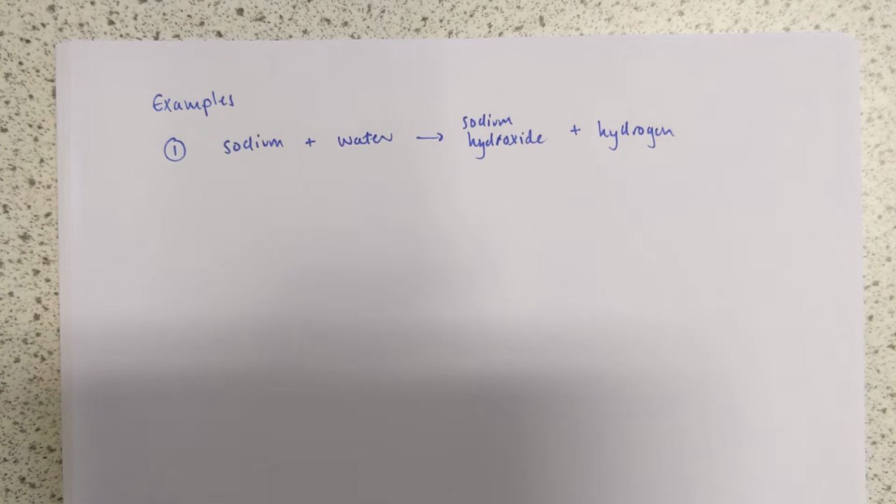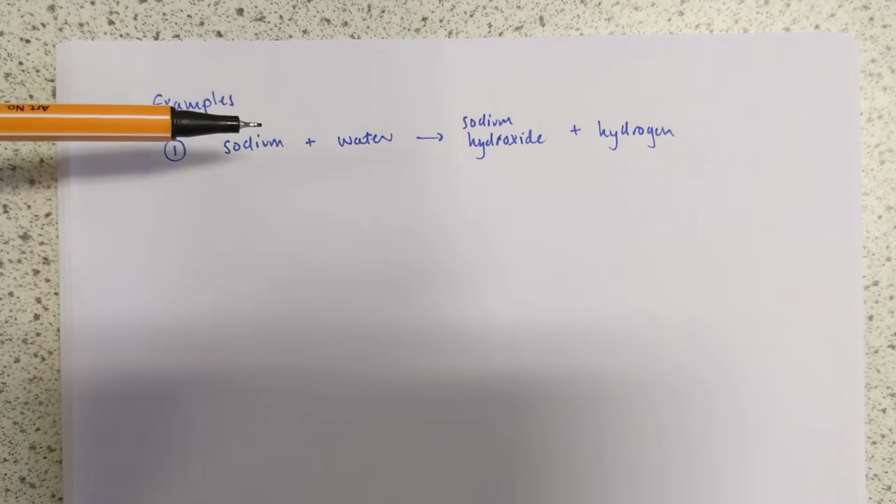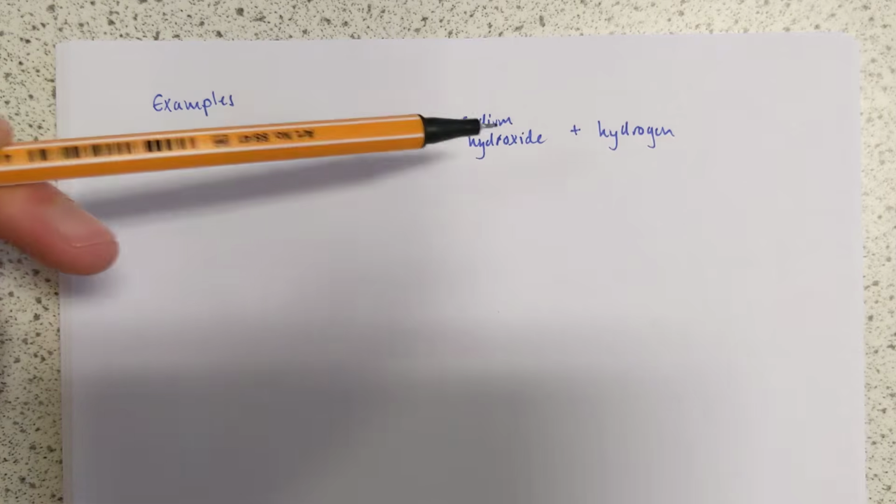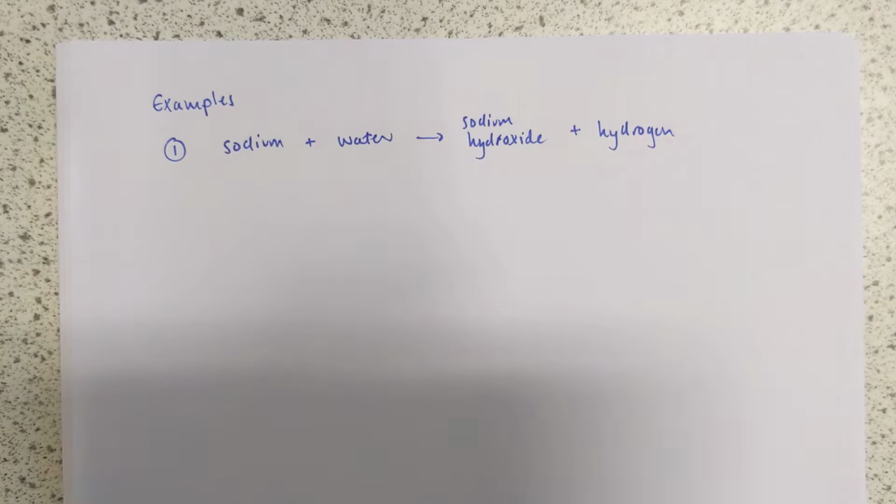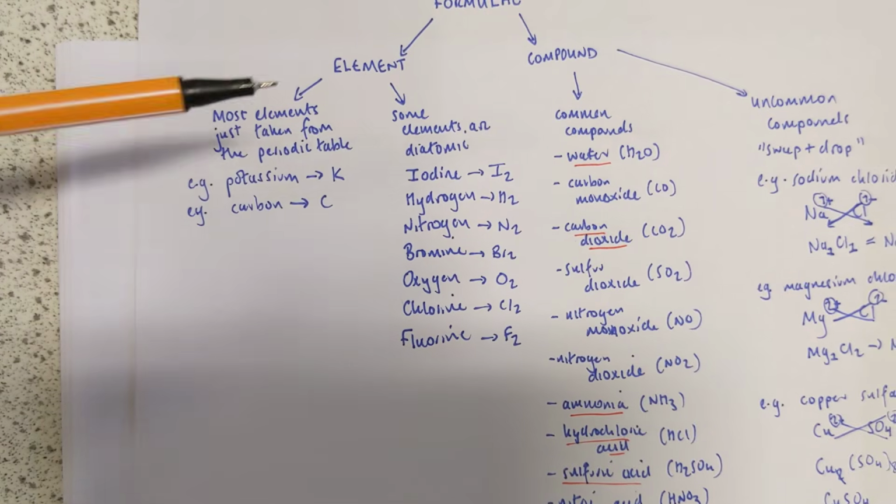So my general starting point is, even if it doesn't require a word equation, I always write out the word equation first, even in the margin or the bottom of the page. And what I'm trying to do is convert all the words into their proper formulae and then balance it at the end. So if I work through this example, the first word is sodium. Sodium is an element. So what I've looked at before is that most elements, if you're trying to find the formula, you just take it off the periodic table.